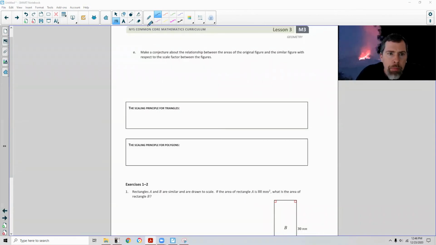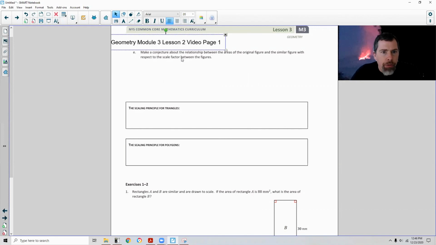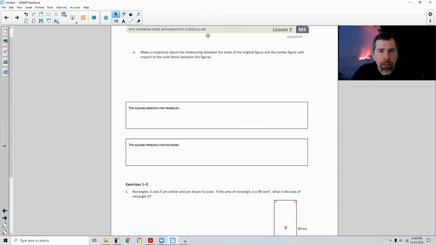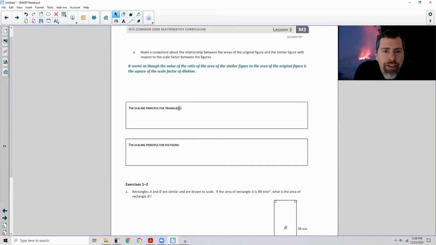Okay, part E says make a conjecture about the relationship between the areas of the original figure and the similar figure with respect to the scale factor between figures. So here it is. Hey, that's not it. Momento. There it is. It seems as though the value of the ratio of the area of the similar figure to the area of the original figure is the square of the scale factor or of dilation. Okay, and that's what it is.